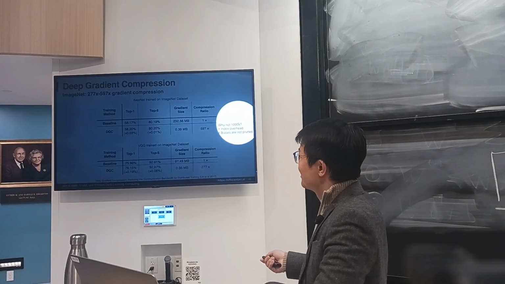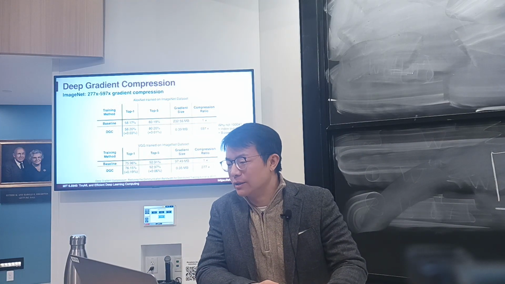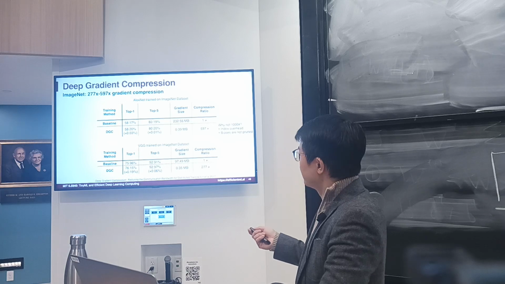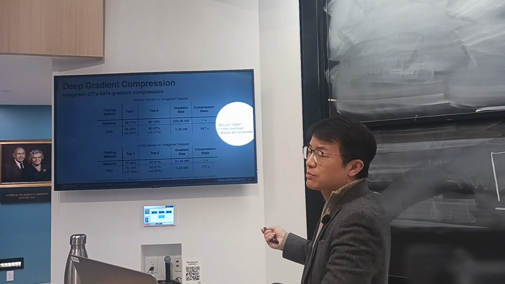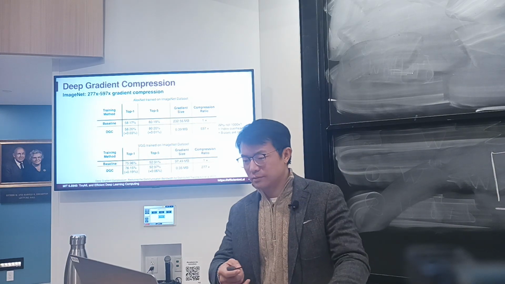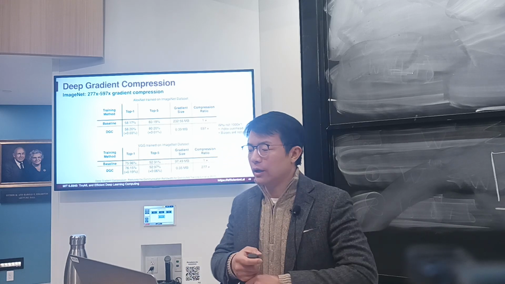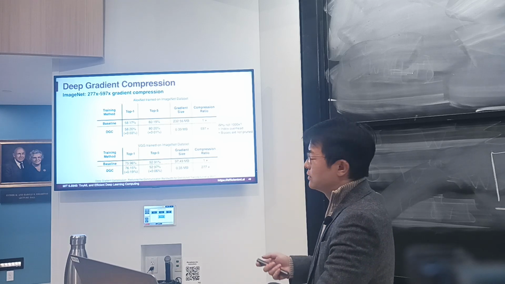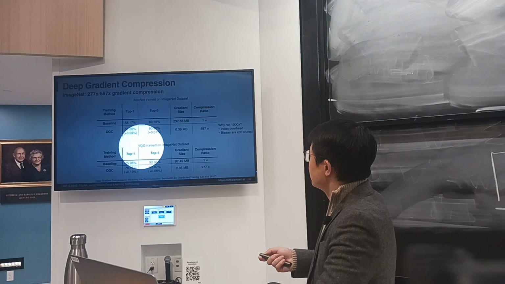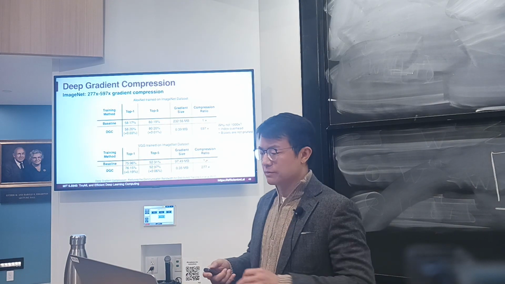Why is it not 1,000 times, since it's almost 99.9% sparsity? Because there's indexing overhead, of course, to represent a sparse array. You need indexing overhead, and also the biases are not pruned. Remember, we want to keep the bias. Bias is very important. So this is the VGG trained on ImageNet, top 1, top 5 accuracy, the baseline versus deep gradient compression. Compression ratio is more than 200 times.